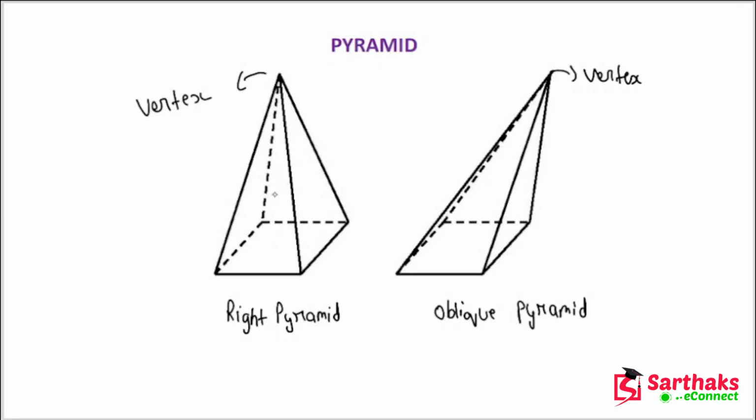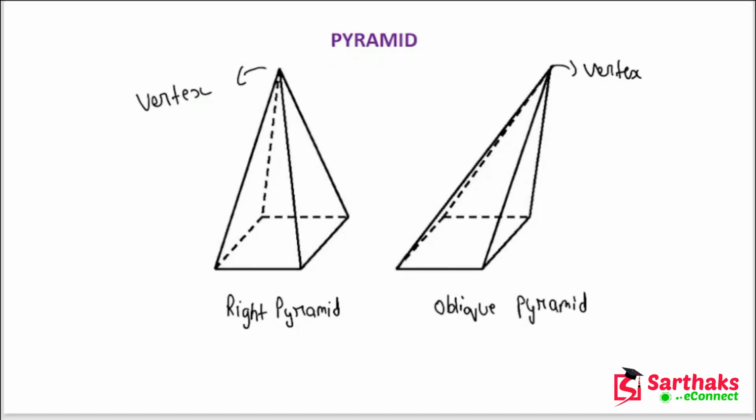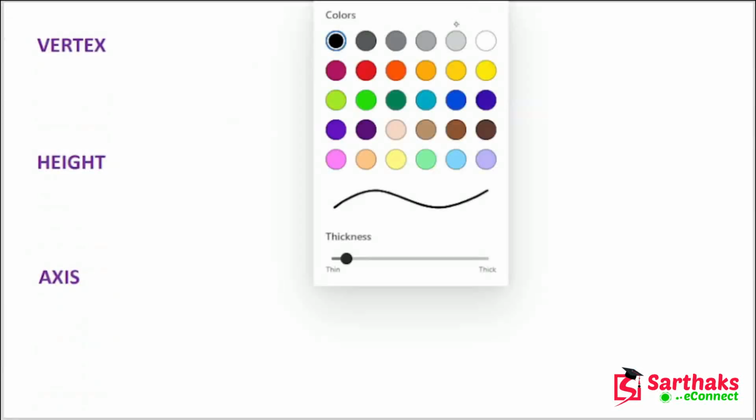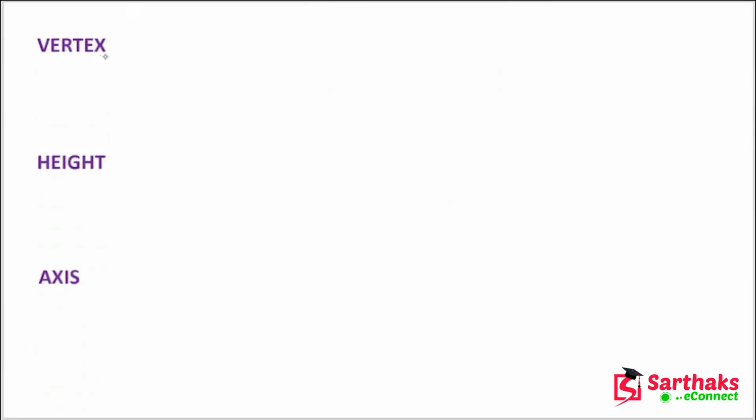Now this is the kind of pyramid you must have seen in pictures of the pyramids of Egypt. But we also have other kinds of pyramids, and this base, which is square, is the factor on which we define different kinds of pyramids. So let us move on to defining what the vertex, height and axis of a pyramid are.